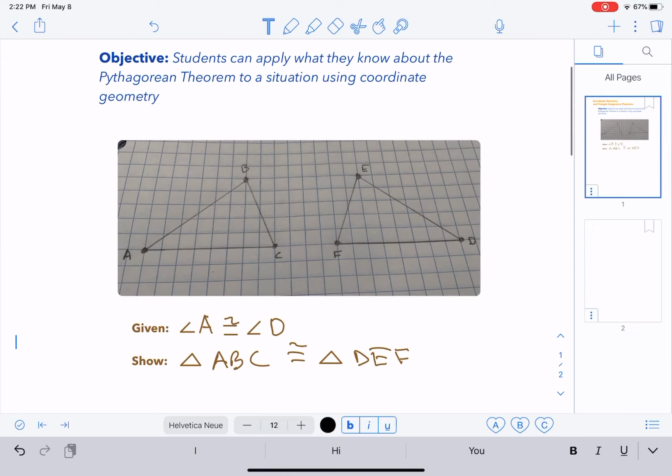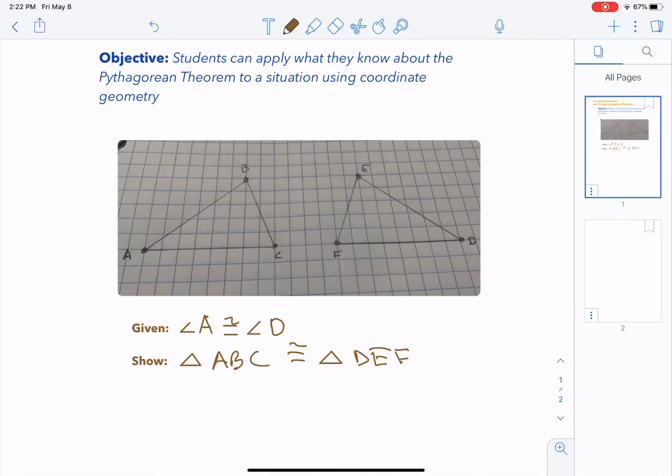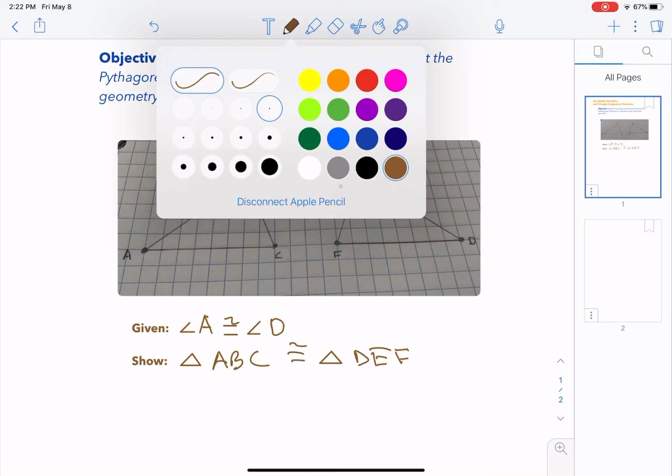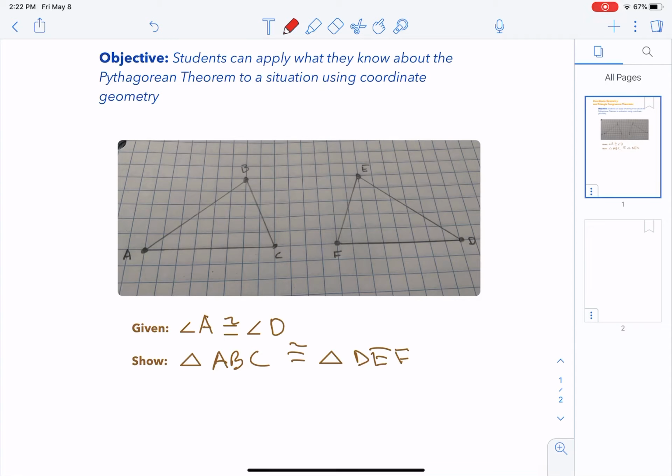All right, so we're given a situation where angle A is congruent to angle D, and you guys should be already thinking right away, okay, what I need to do is I need to mark my givens. So here I'm going to mark that this angle here, A, is congruent to angle D. Okay. And our goal is to show that triangle ABC is congruent to triangle DEF.